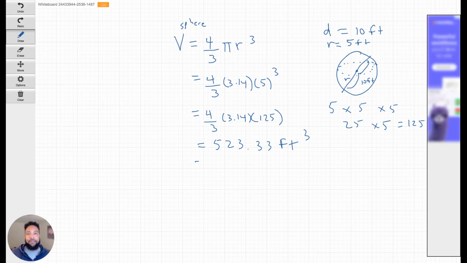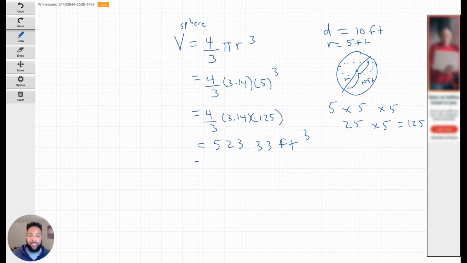Now, if they said round this off to the hundredths place, this 3 keeps going, so we'd look at the thousandths. It is not 5 or above. So this rounded off to the hundredths place is 523.33 feet cubed. All right, does it make sense?